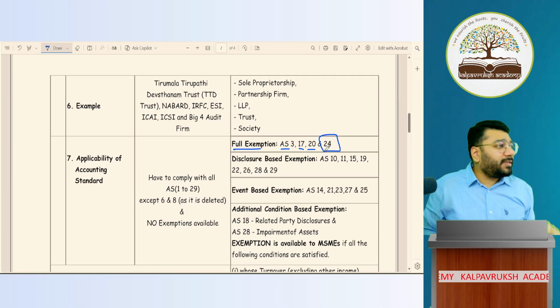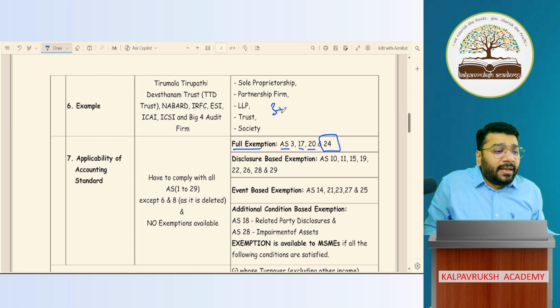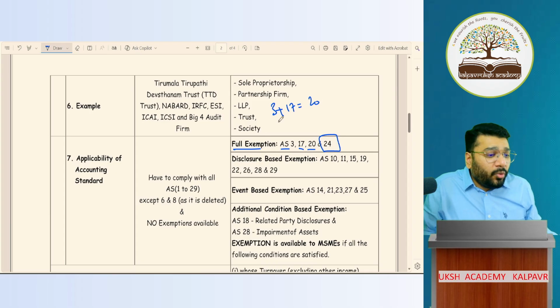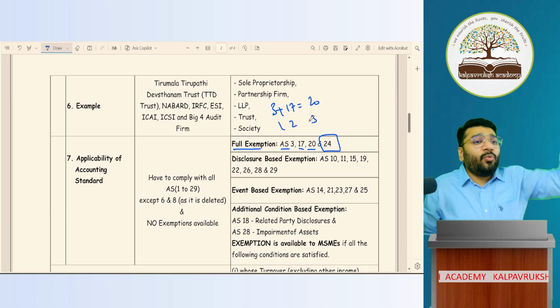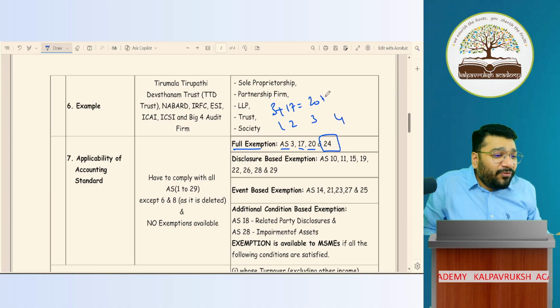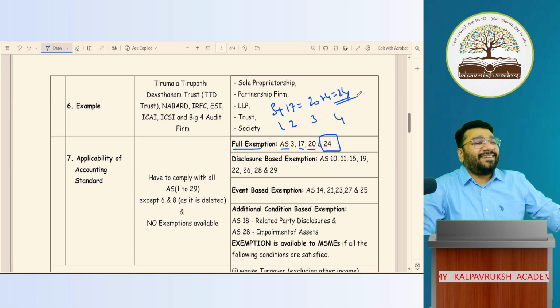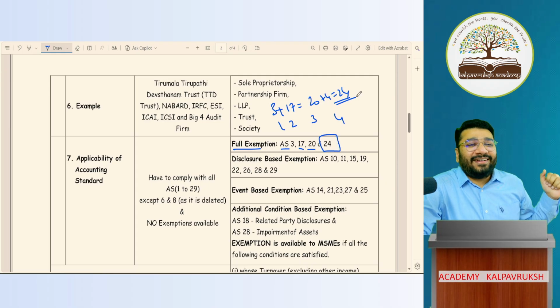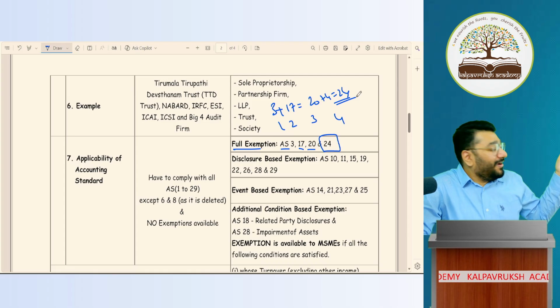So how do we remember this, sir? Very simple. 3 plus 17 is how much? 20. How many digits here? 1, 2, 3. Which digit do you want? The 4th digit. So plus 4, 24. 3, 17, 20, 24. People are laughing at me. Yeah, I've given you a really good trick. Think about it, how well I've thought it out.